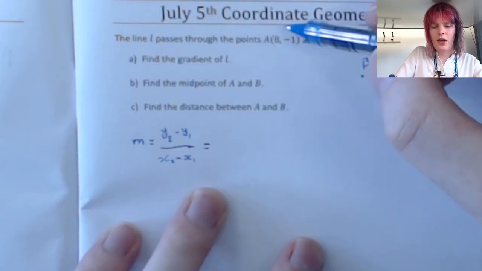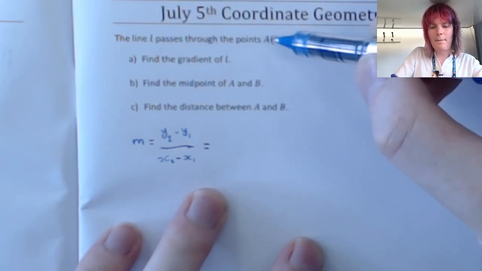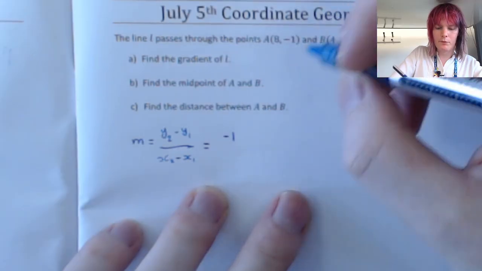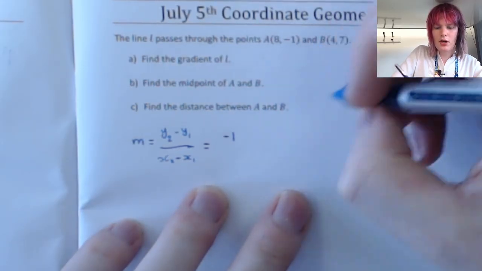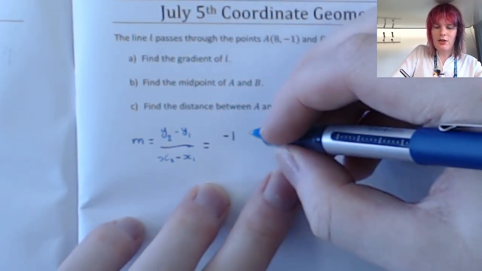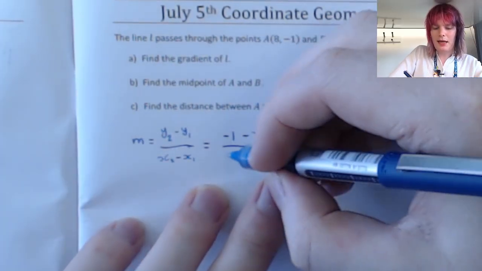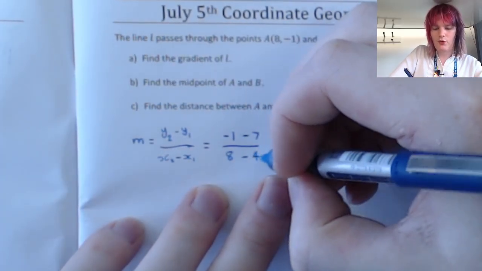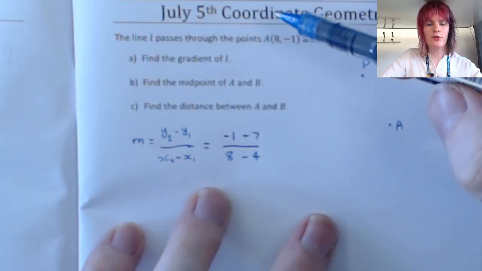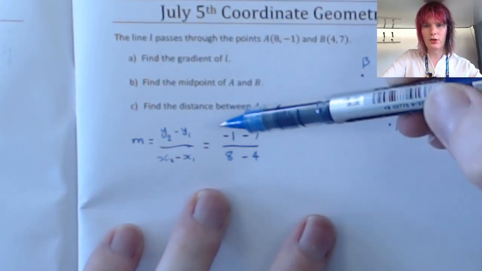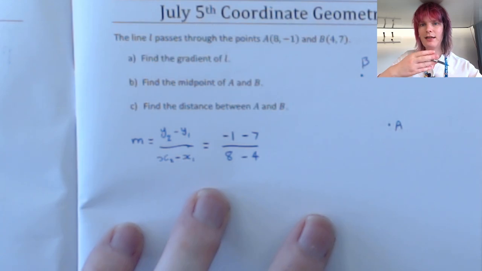I'm going to choose A to be my y2. So we're going to get minus 1, which is its y value, take B's y value, 7. We're going to divide that by 8 minus 4. I've been really careful to make sure my x2 and y2 are from the same coordinate. So if we were to flip those round, we would get a different result.